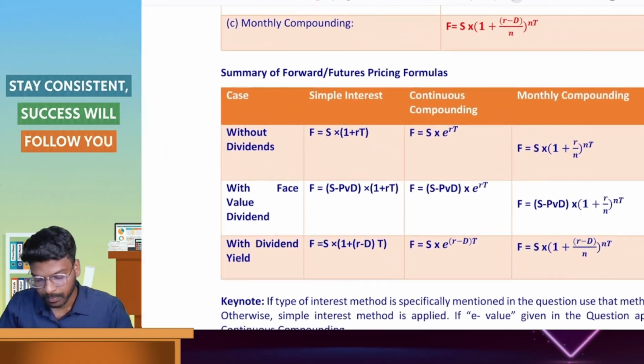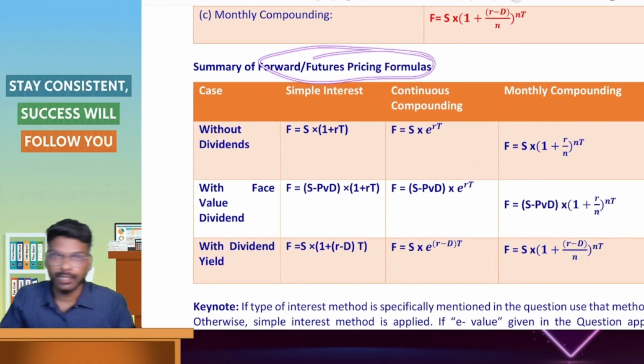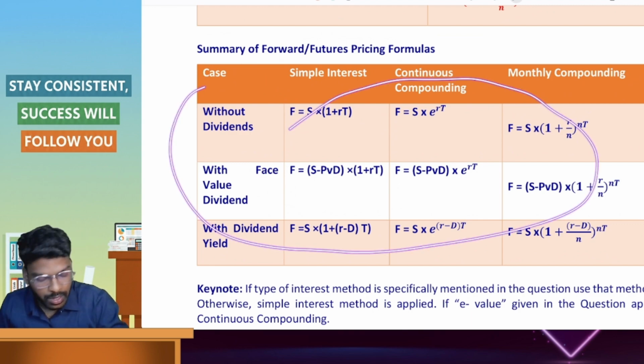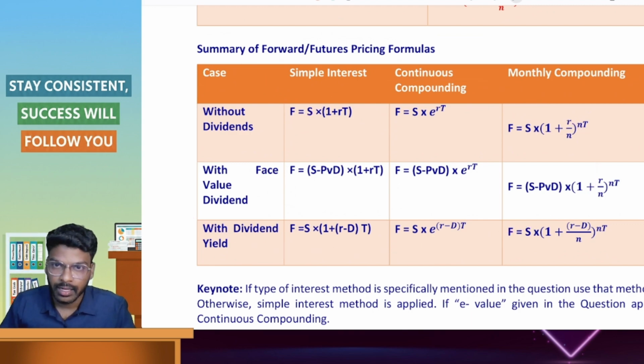Next, summary of forward and future pricing. In case of theoretical price, we have to compute it; in case of without dividend, it is a summary. On exam date, you can remember and use this table to go through.